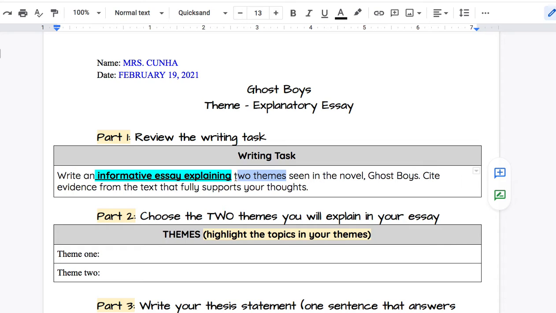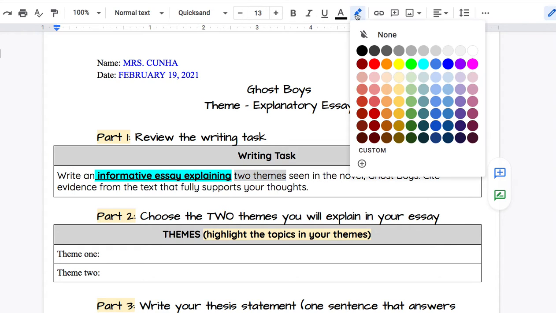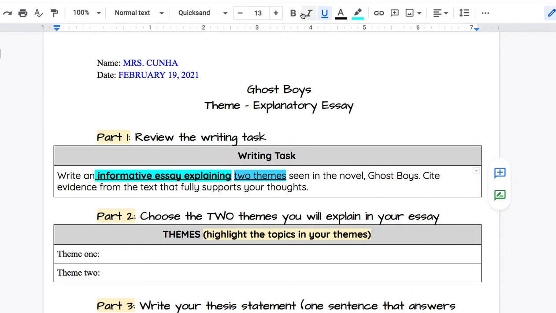I have to pick two themes, right? Two themes from the novel. Not just one, but two. All right, now I'm ready to start. So I know that I'm writing an informative essay. I know that I have to include two themes from the novel that I see.